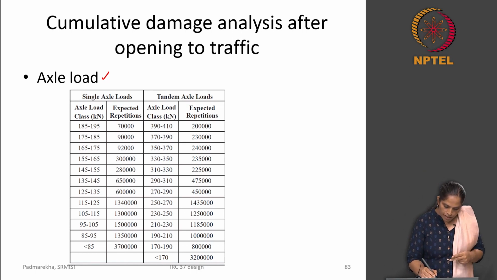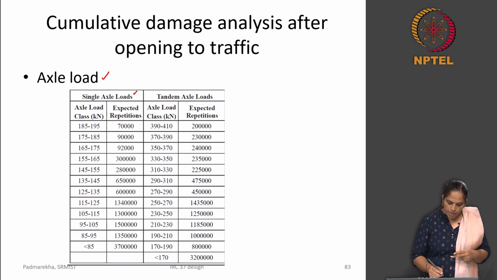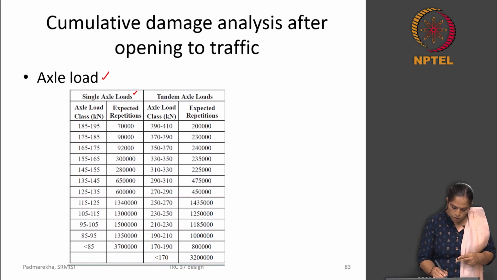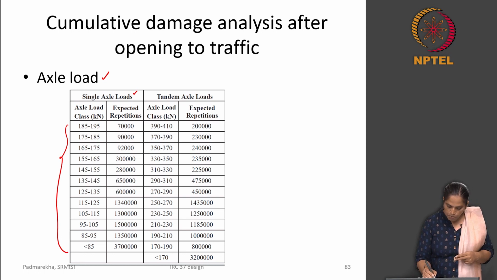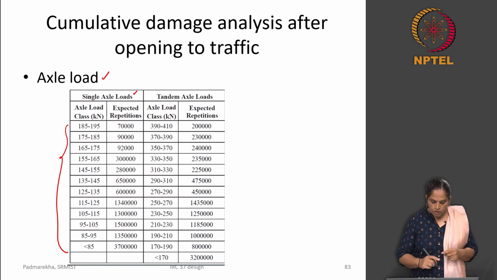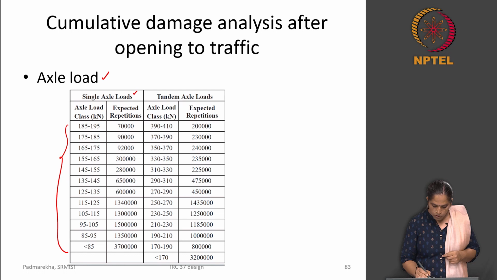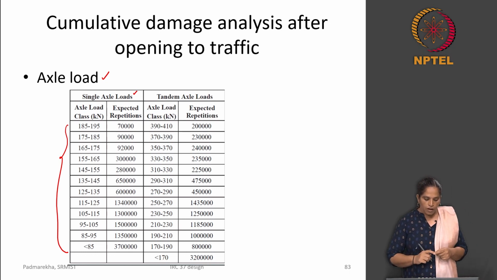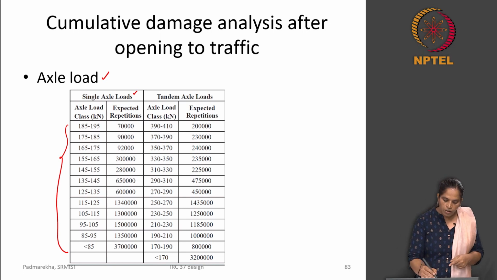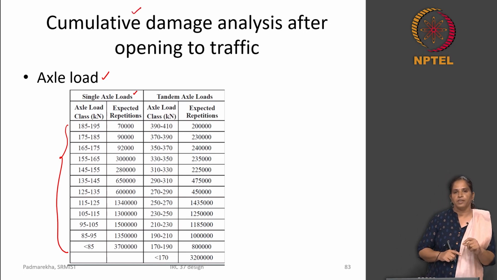So, you have a single axle load. You can see that the single axle loads are grouped at the interval of 10 kilonewton, and you have the number of repetitions or expected repetitions for each load group of a vehicle. You can also see the tandem axle loads are grouped at an interval of 20 kilonewton, and you have the number of repetitions of each load group given here. So, we will see how to use this data and calculate the cumulative damage of cement treated base.